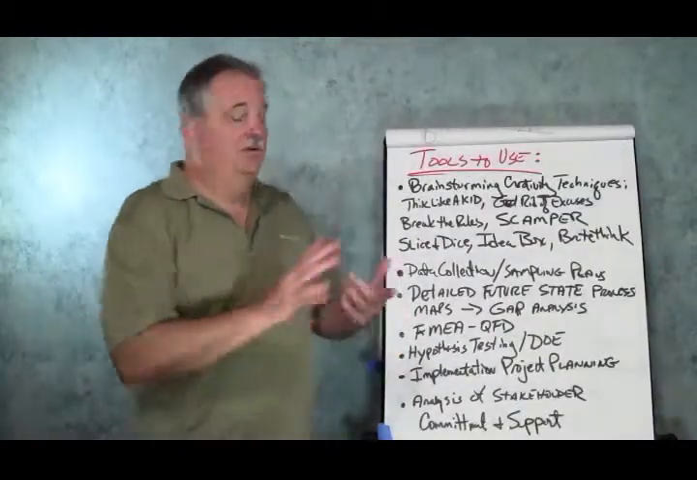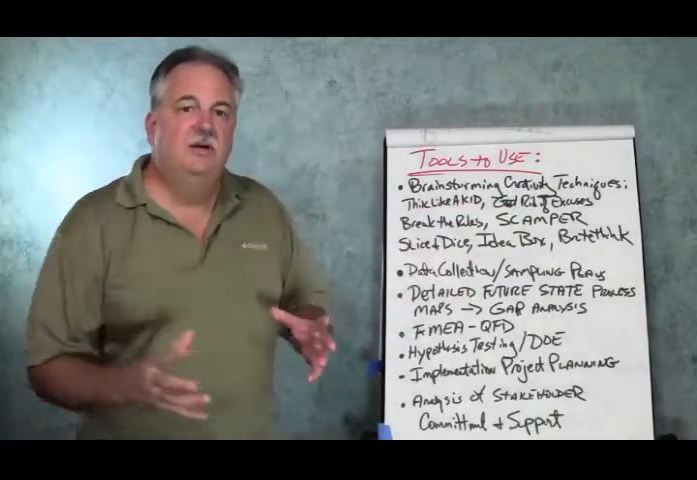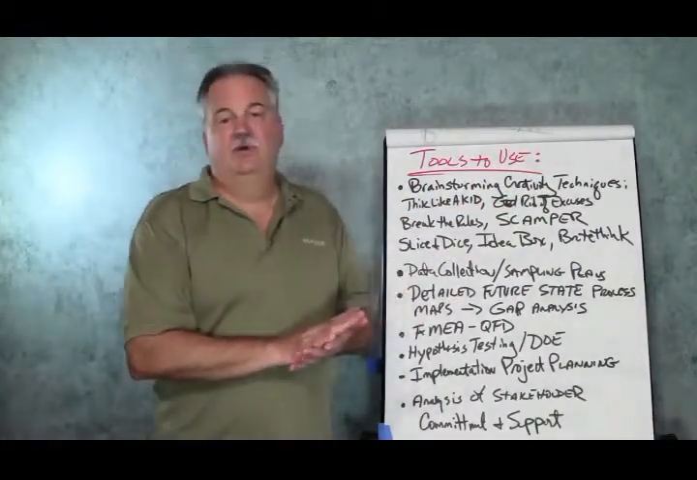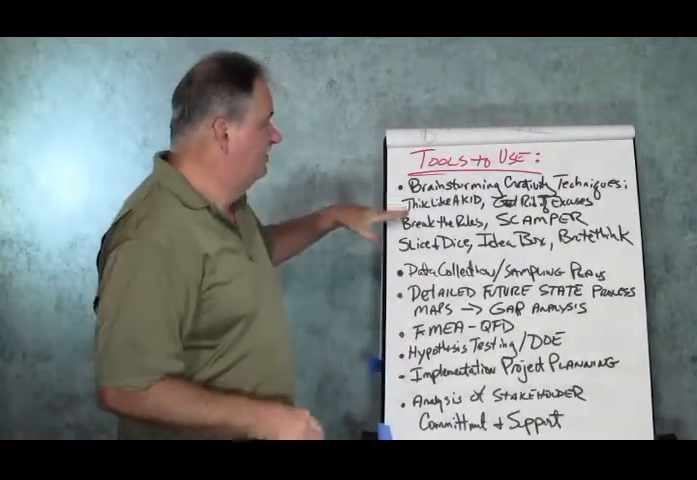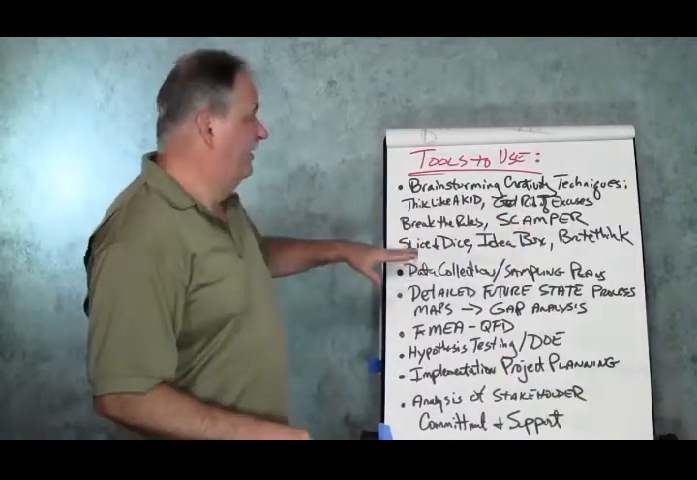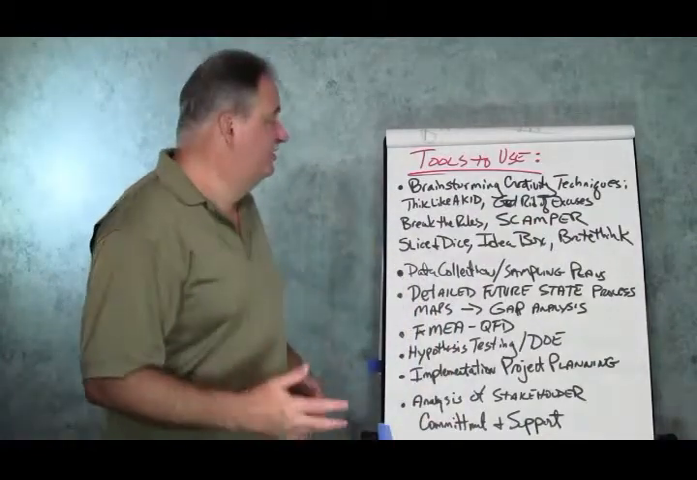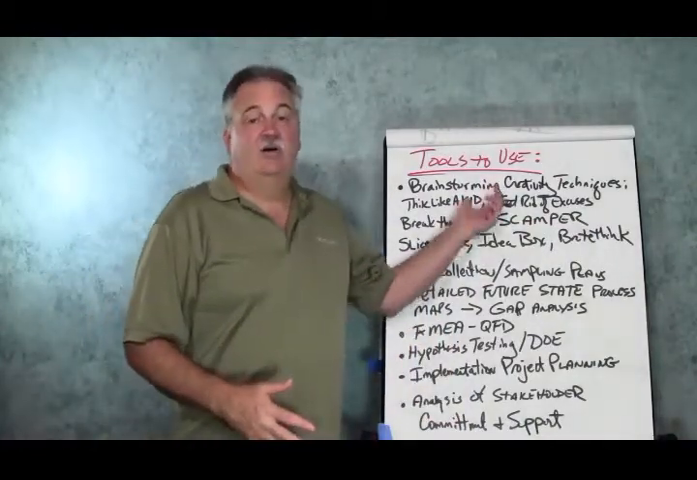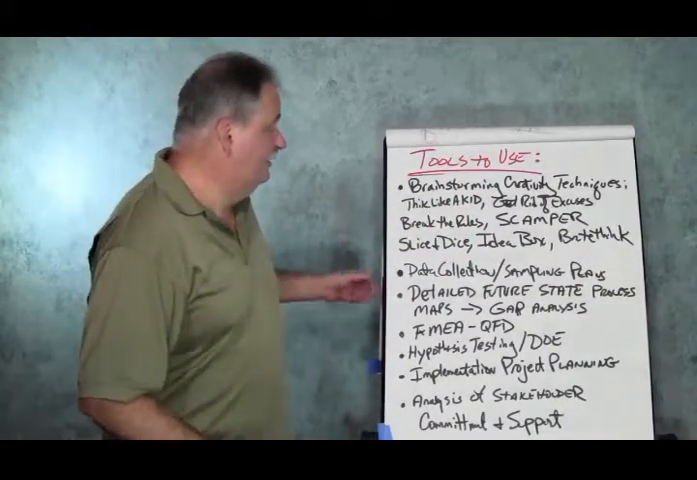So some of the tools, all right, brainstorming creativity techniques. There's a whole bunch of them, all right, and some of these can come from Michael Michalko, Thinkertoys: Think Like a Kid, Get Rid of Excuses, Break the Rules, SCAMPER, Slice and Dice, Idea Box, Brute Think. Now these are all creativity techniques. On our YouTube channel we have videos that show you how to do these.